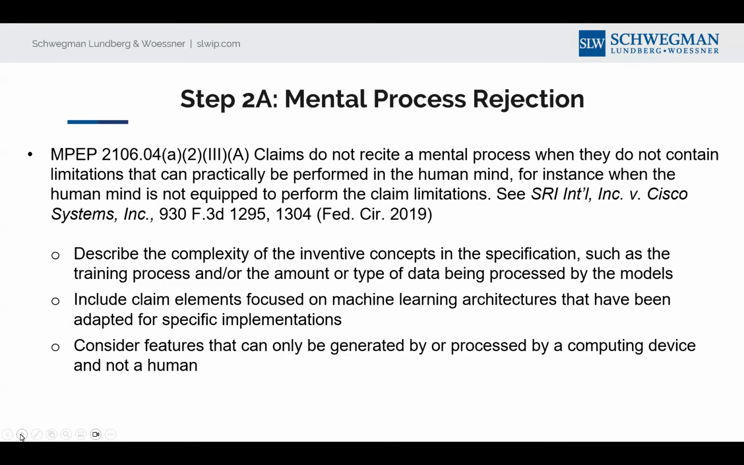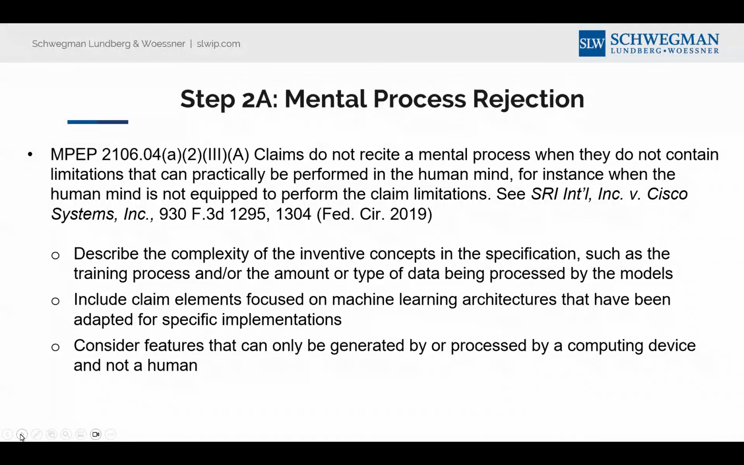I think when you include claim elements that focus on the machine learning architectures themselves and how they've been adapted, I see the mental process rejection less because most examiners will realize that this is machine learning. It's a particular model or a particular way of processing data that's not able to be done in the human mind. And also consider features that can only be generated by or processed by a computing device and not a human. So, like internal workings.